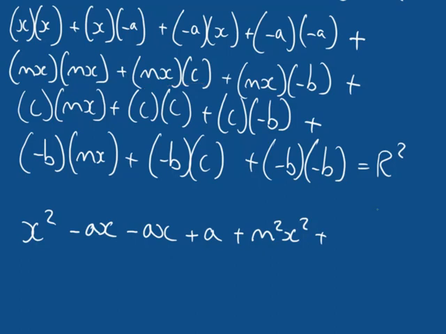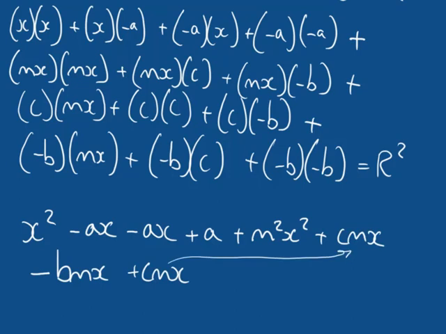So we just did m squared x squared, so we're going to add to that mx times c, which is going to be cmx. We're then going to add to that mx times minus b. That means we're actually going to subtract bmx. We're then going to add to that c times mx, so cmx. Notice because of the way we're now ordering these alphabetically, I can see these are the same, which means eventually we're going to have two of those. So plus cmx plus c times c is c squared.